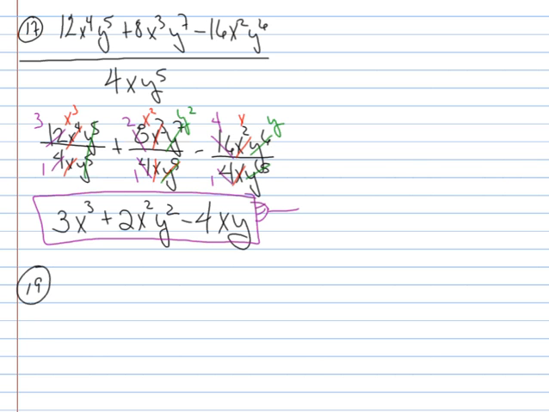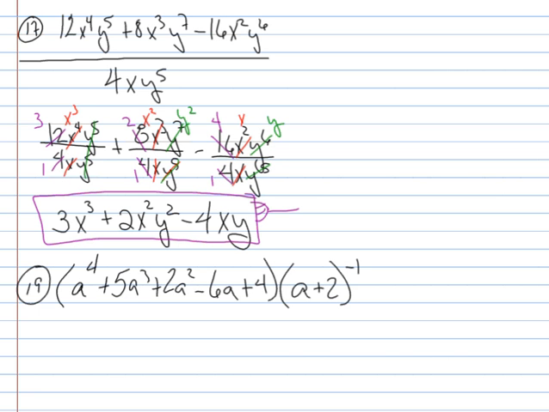Number 19 says that we have a to the 4th plus 5a cubed plus 2a squared minus 6a plus 4, times a plus 2 to the power of negative 1. The little kicker right here is this little devil. That negative 1 means we can rewrite this as 1 over a plus 2.